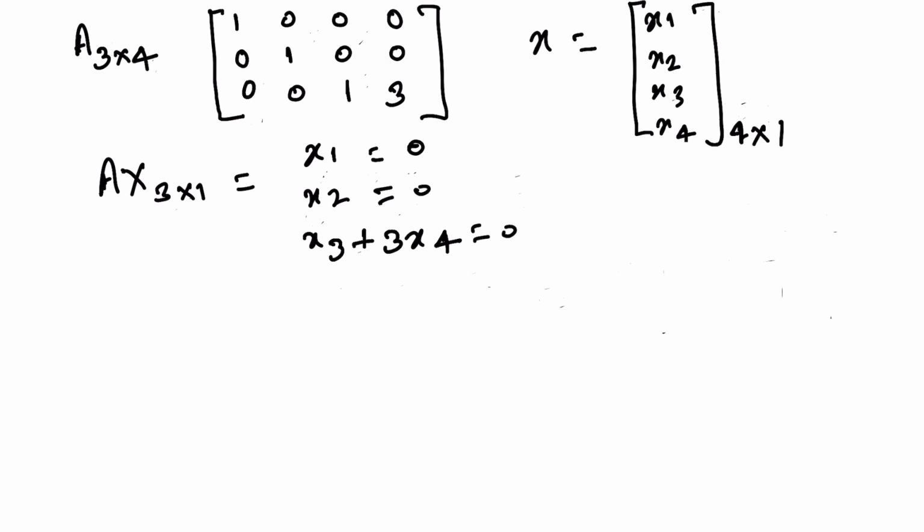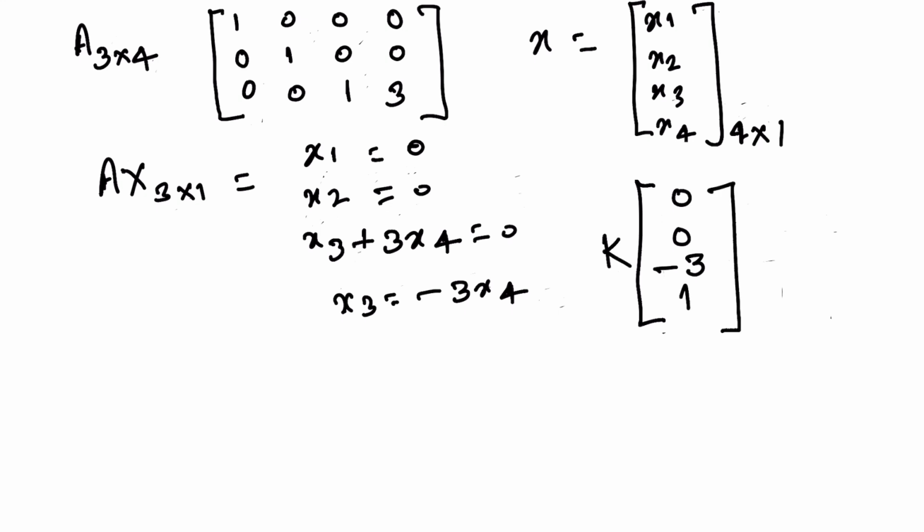So x1, x2 is 0, x3 will be minus 3x4. So we can write it in matrix format like this: x1 is 0, x2 is 0, x3 is minus 3x4, in terms of minus 3 and 1. We can take x4 common. So see here how many zeros are there: 2. And here n value is 3.